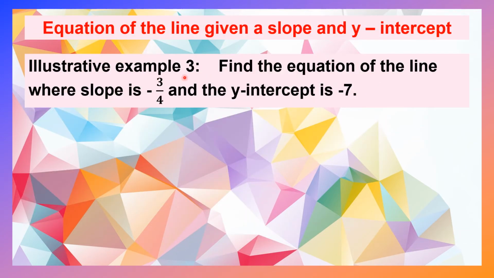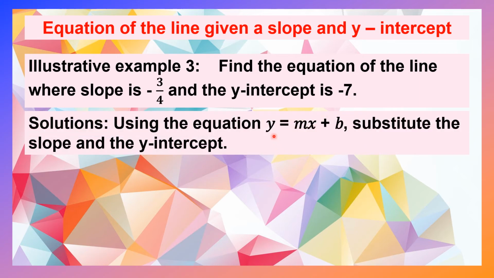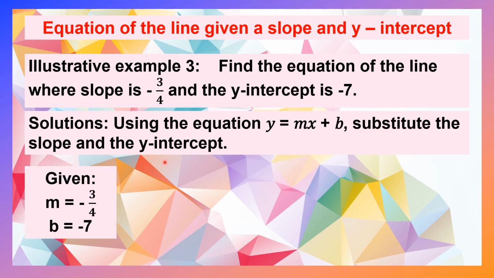For example number 3, find the equation of the line where the slope is negative 3/4 and the y-intercept is negative 7. So, using the slope-intercept form, y equals mx plus b, let us just substitute the slope and the y-intercept. So, sa given natin, ang slope ay negative 3. So, our m is negative 3. Then, our y-intercept or b is negative 7. So, itong dalawa ay substitute lamang natin sa y equals mx plus b.